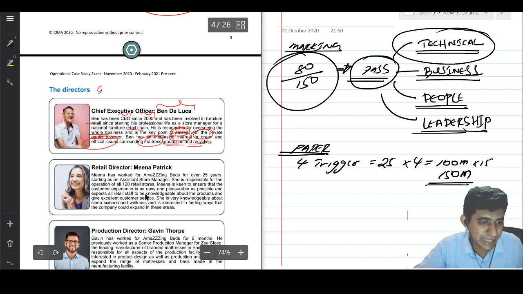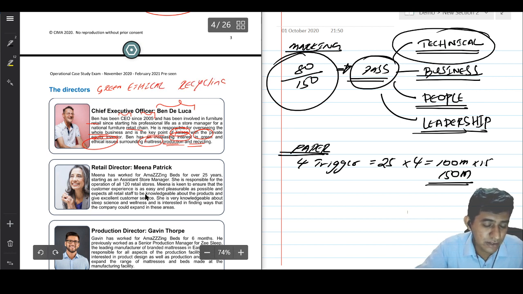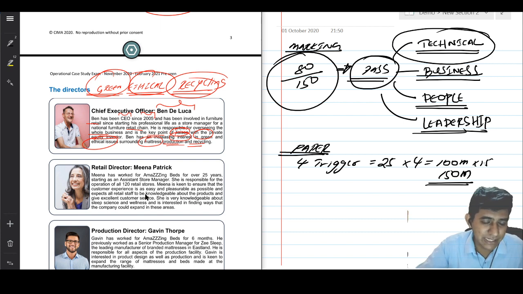So students, what I can take is green and ethical issue, and also I can generally write down recycling: green, ethical issue and recycling. So students, just keep in mind these three are very important concepts that you need to keep.